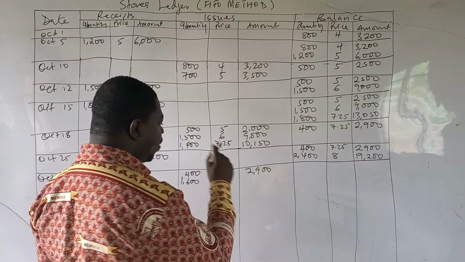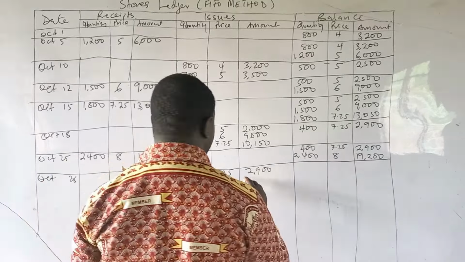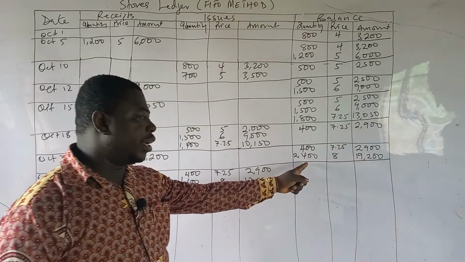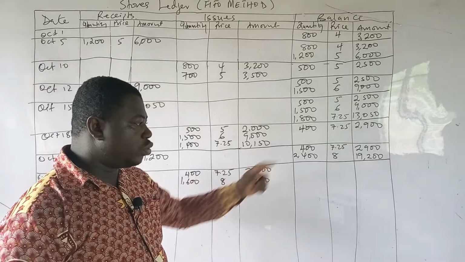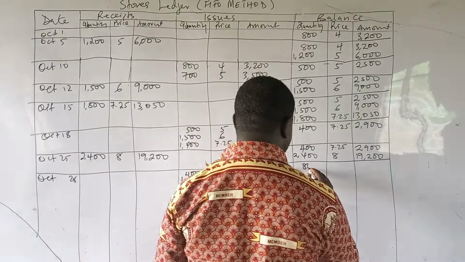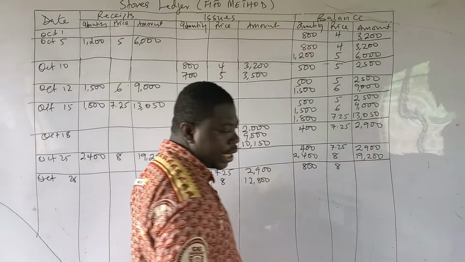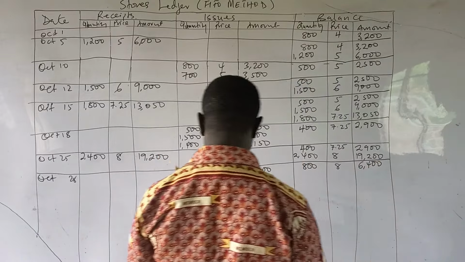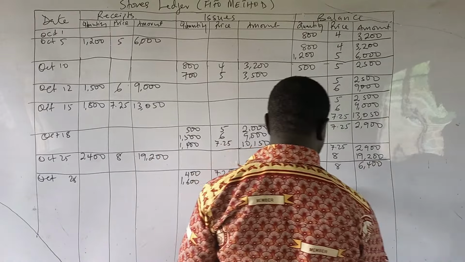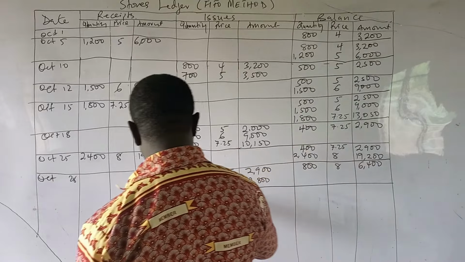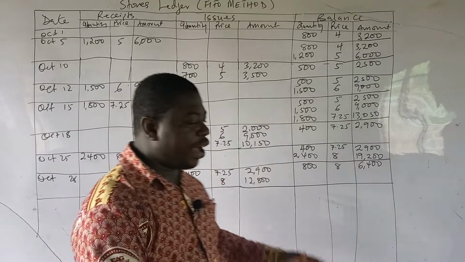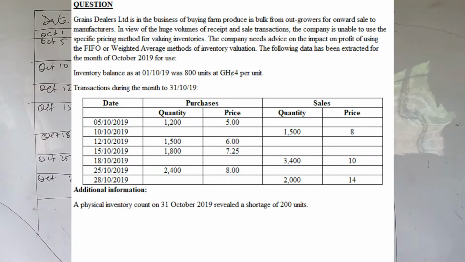So that is at a unit price of 8 cedis, and that is going to give us 12,800. So we'll be left with a balance of 800 from the 2,400. So we have 800 at 8, and that is going to give us 6,400 Ghana cedis. So we underline that as well. So at this point, we have exhausted everything that is on the table. So there is nothing more to do.